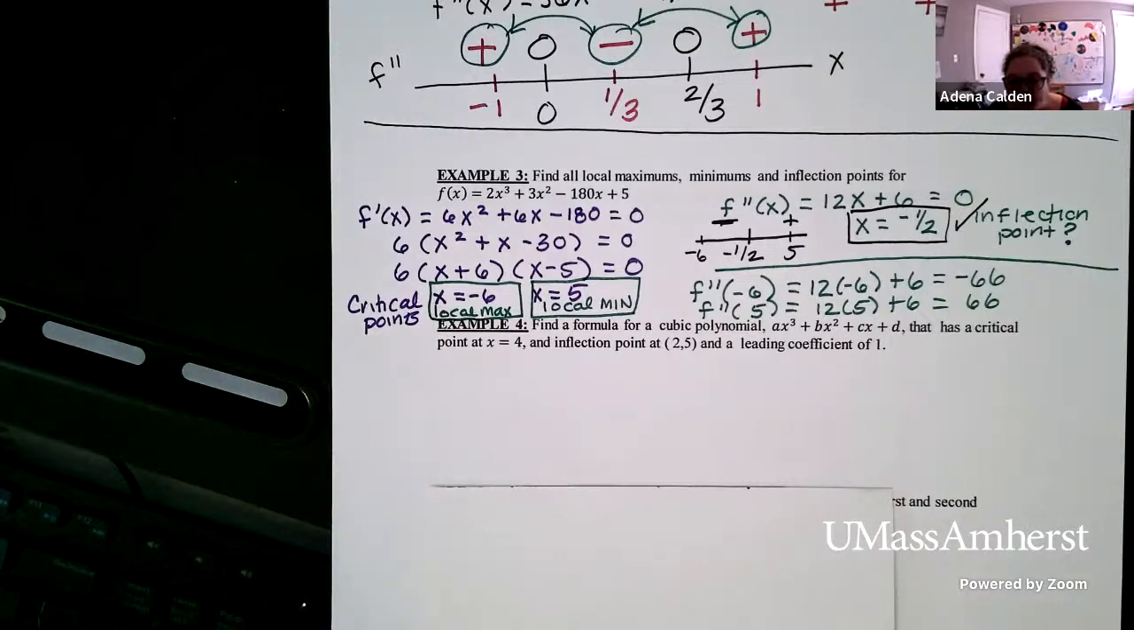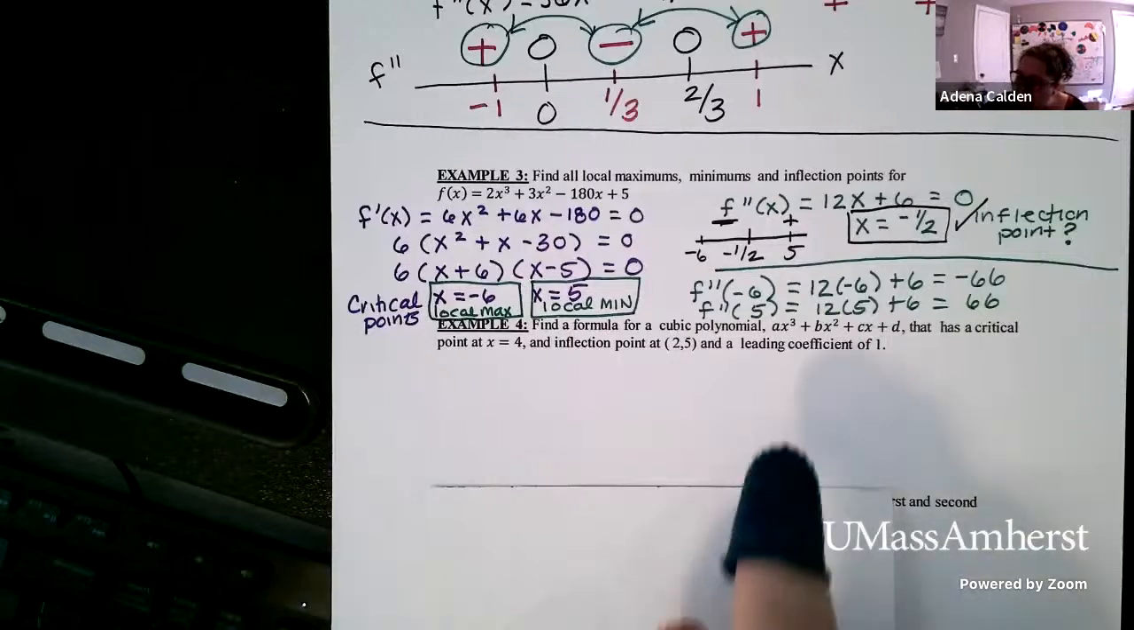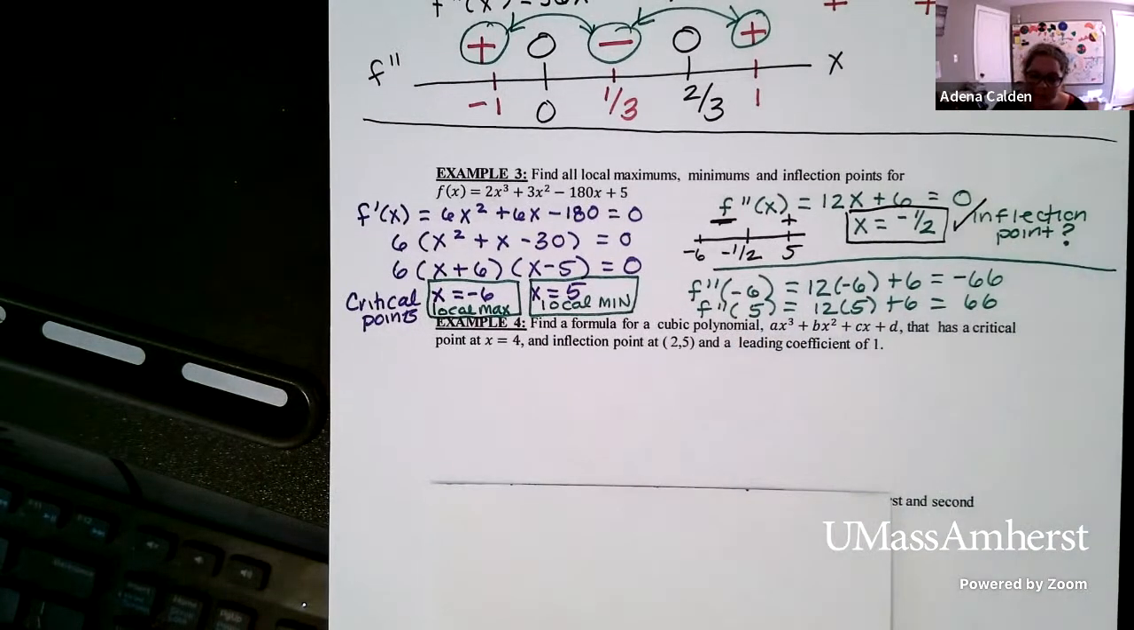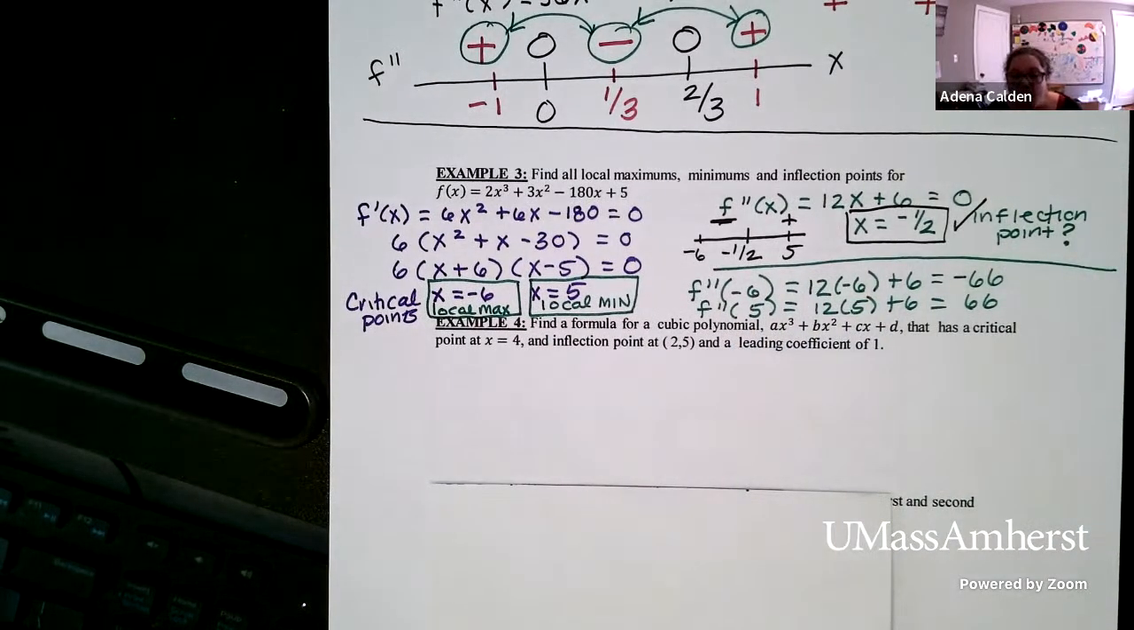A leading coefficient means the number in front of the term with the highest power. So the leading coefficient here is a, which just means that a equals 1. What we are trying to solve for in this problem is the values of a, b, c, and d. Okay. We are told that we have a critical point at x equals 4.